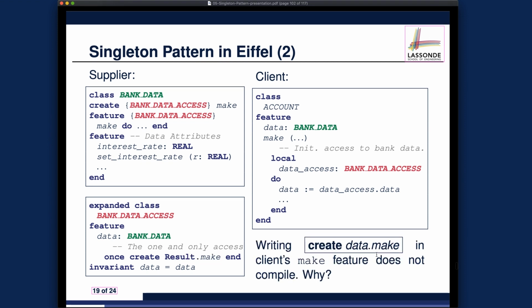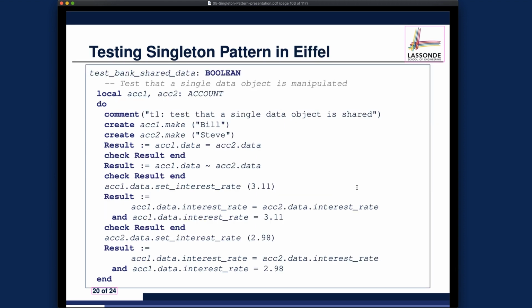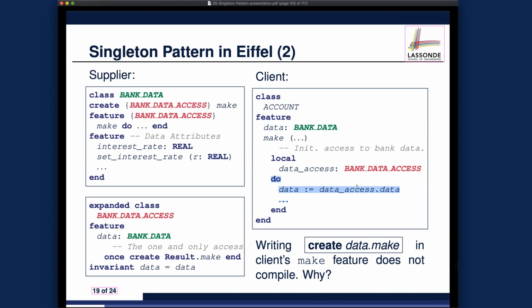Similar question, because we want to make sure we don't suffer from the same problem as Java solution number 1. So can we actually call data.make as a constructor in a class other than bank data access? The answer is no. If you try that in the context over here, you're going to get a compilation error. Okay, the same as before. Okay, this is some code to test the singleton pattern for the bank data application.